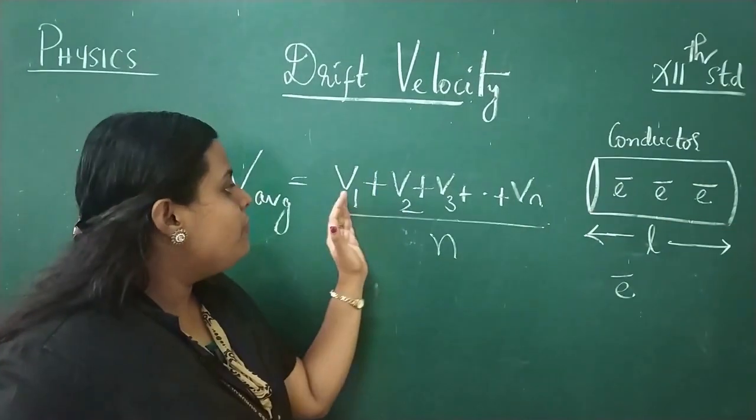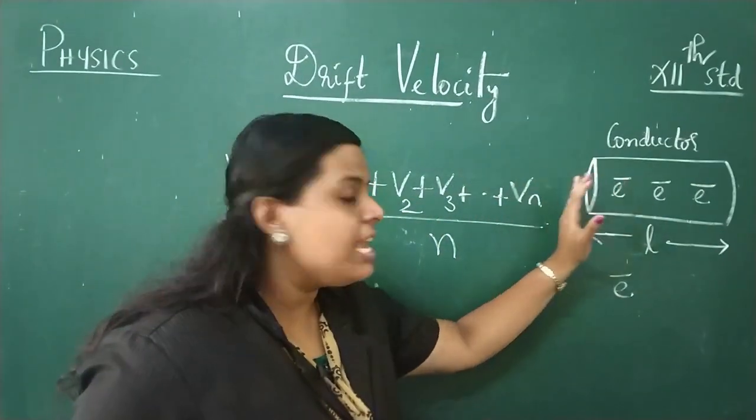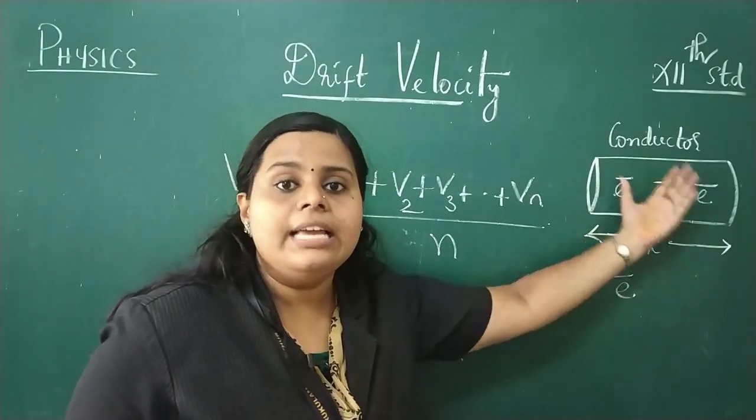And here V1, V2, V3, etc. Vn are the velocities of the electrons.